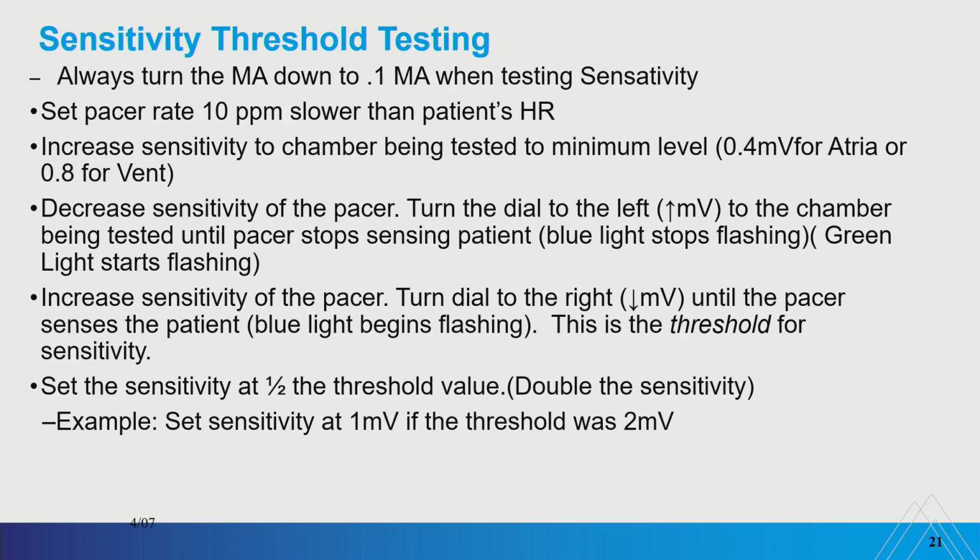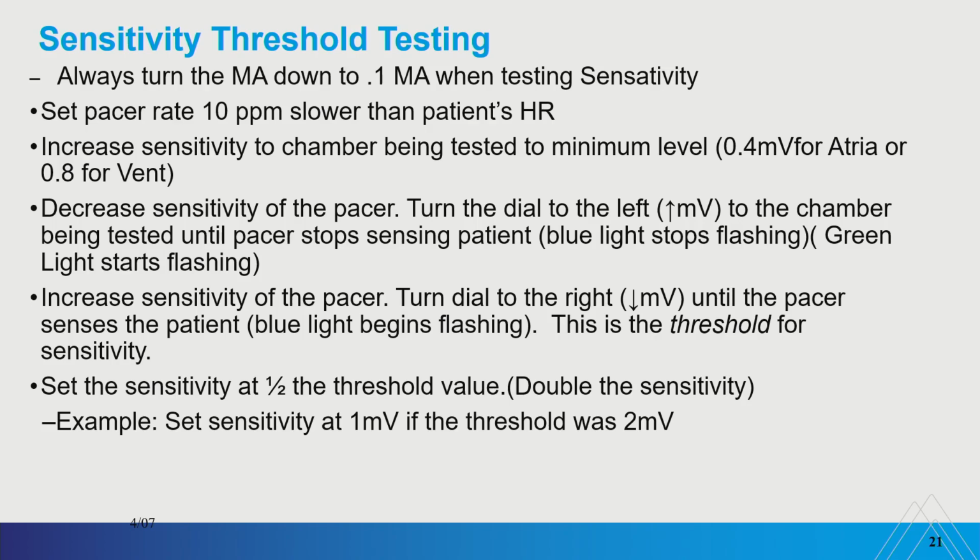So in this situation, you would put the sensitivity initially at the max, which could be 0.8 for the ventricle or 0.4 for the atrium, depending on which one you're testing. You're going to increase that number, meaning decrease the sensitivity, until it starts pacing when it's not supposed to. Now you're going to start increasing the sensitivity by lowering the number until it starts to sense appropriately. Whatever that number is, you double the sensitivity by cutting the number in half.